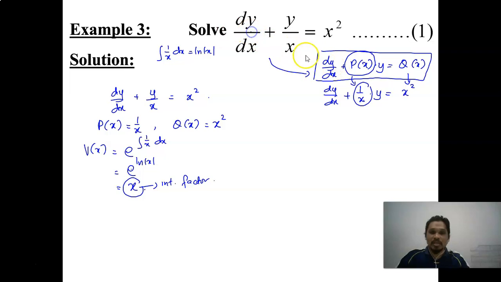This equation is exactly in this form, dy/dx plus p(x) times y, and then q(x), which is x squared. So x multiplied with dy/dx, multiply x with every single term here, plus x times y over x equal to x multiplied with x squared.